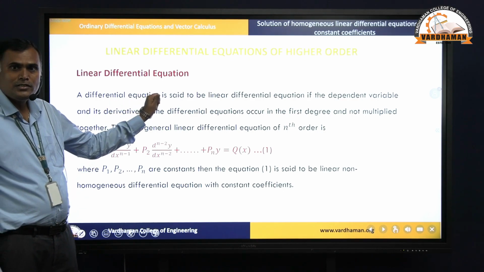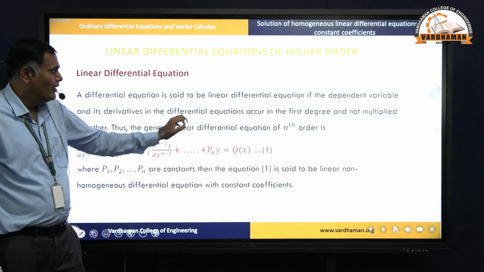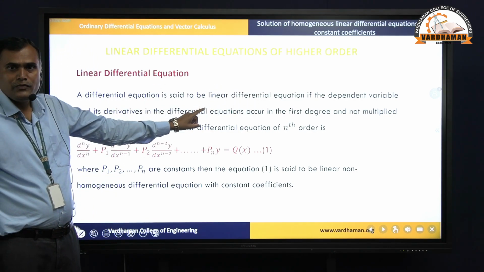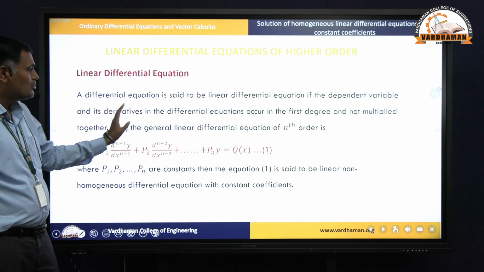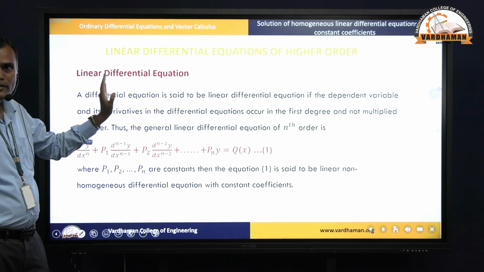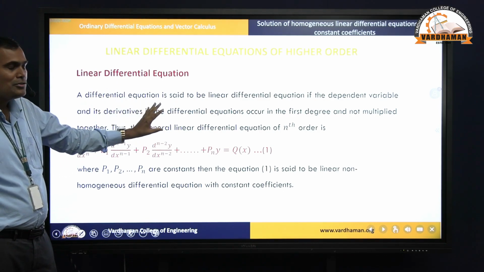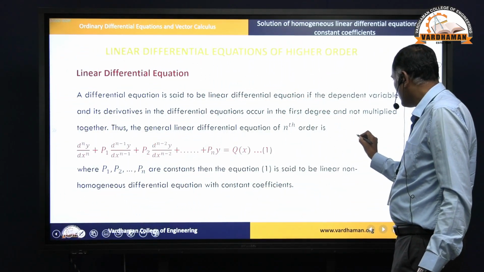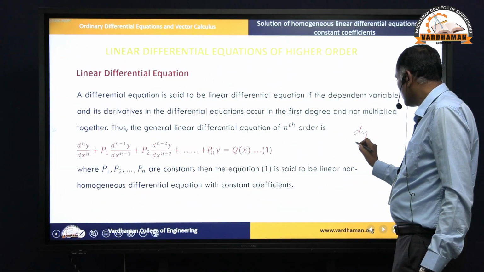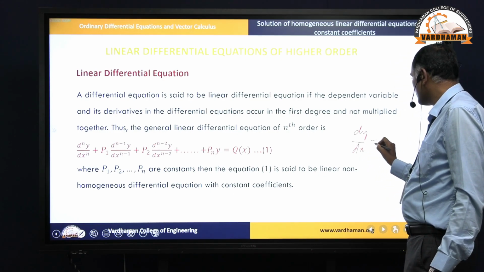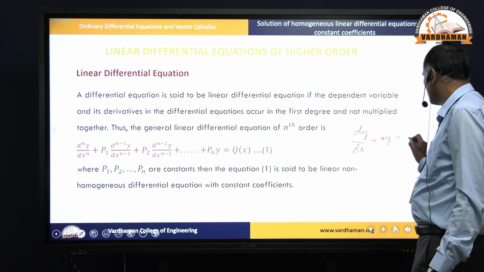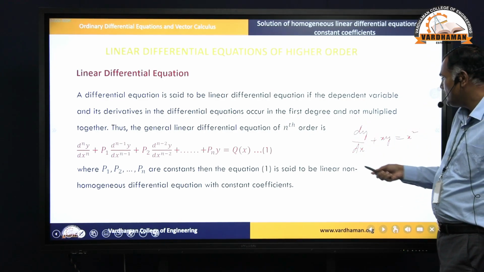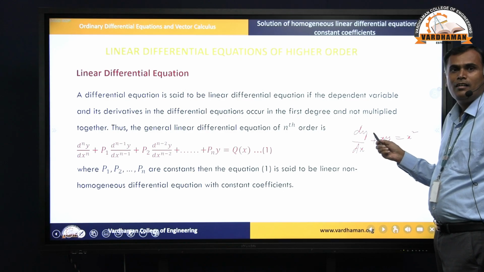A differential equation is said to be a linear differential equation if the dependent variable and its derivatives are of degree 1 and there is no product of the dependent variable and its derivatives. Then the DE is known as a linear DE. For example, if you write this, this is one linear DE. This is a linear DE of degree 1.